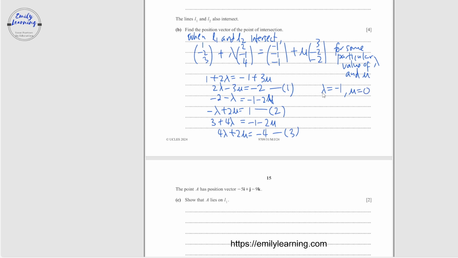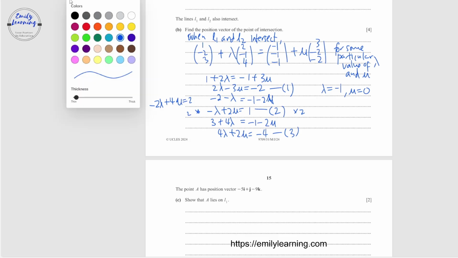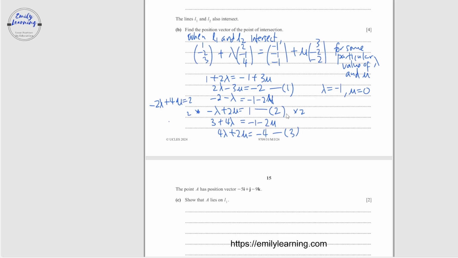Okay, if you don't want to use a calculator to solve, you can also just solve by the simultaneous equations method. So I'll just times 2 for this. Times 2, so I'll have negative 2 lambda plus 4 mu equals 2. Then I'll take equation 1 plus this equation 2 after I've multiplied by 2.